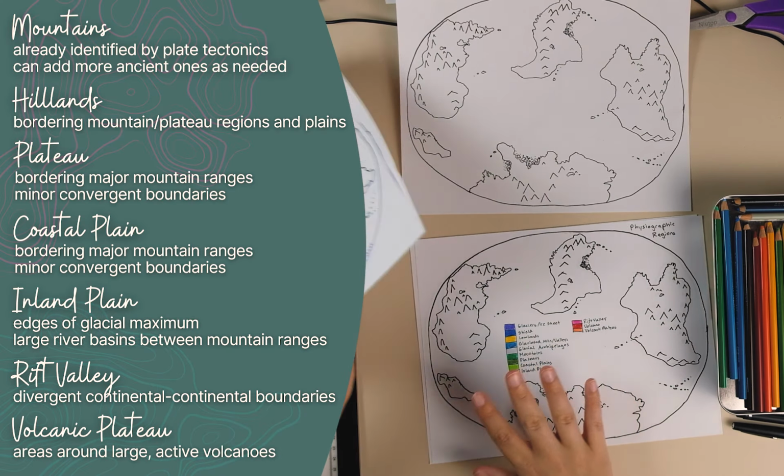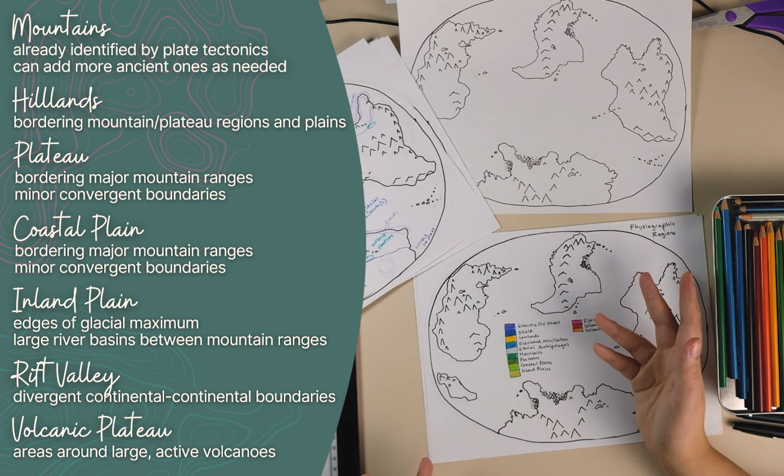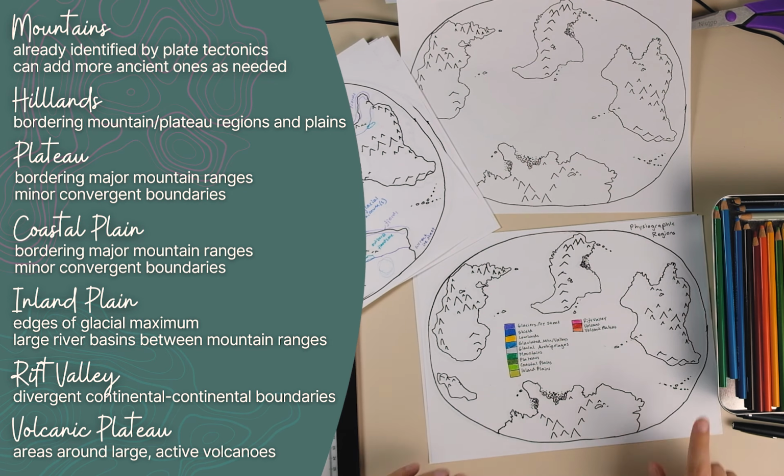So I made a little key. It can be anywhere on your map. It can be on a separate piece of paper for you. It's whatever works. And I'm just going to go through and kind of mark these.